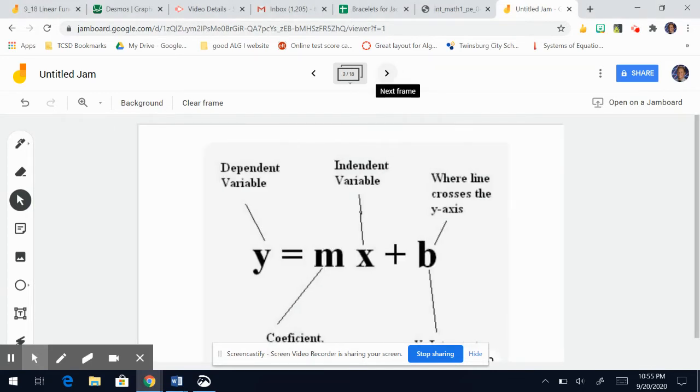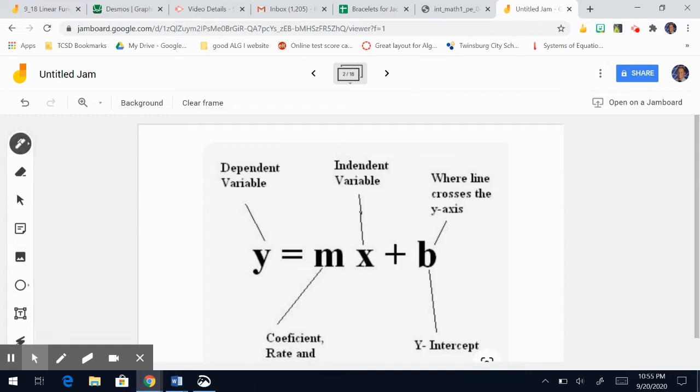So the first thing is y equals mx plus b. I'm sure you've heard this before. Not your first rodeo with this. So what we're really going to be paying close attention to is this m and this b.